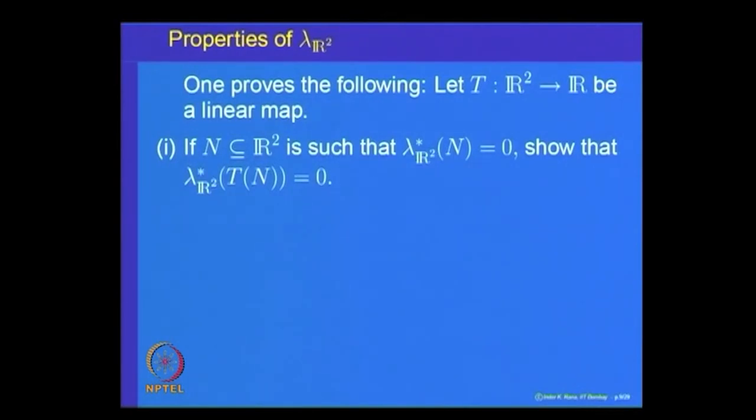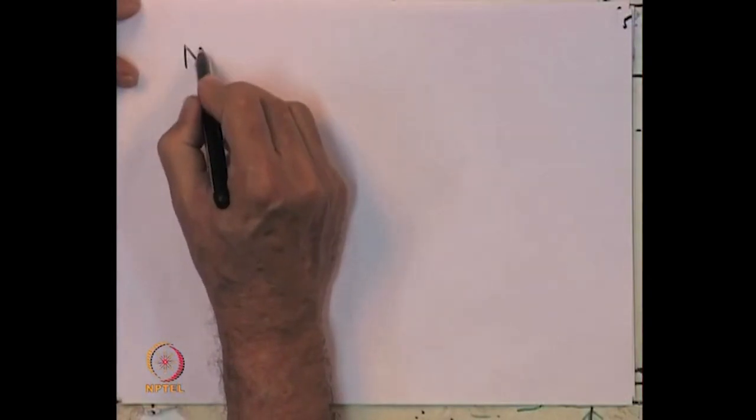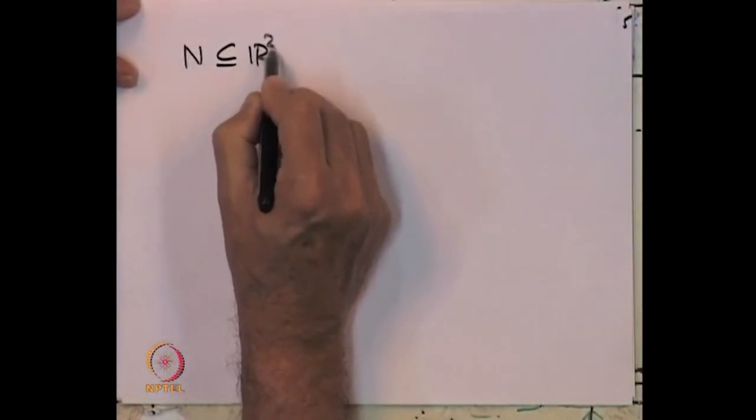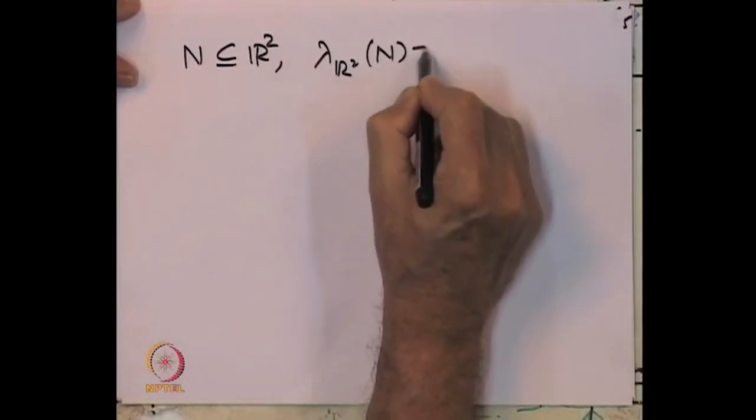To prove that, let us observe the following thing. Let us take N a subset of R 2 with Lebesgue measure of N equal to 0.